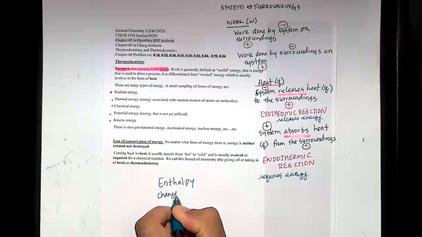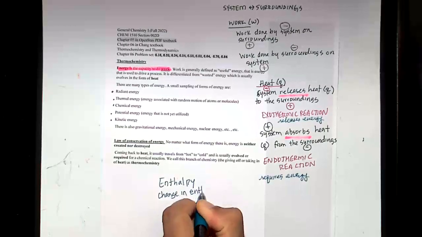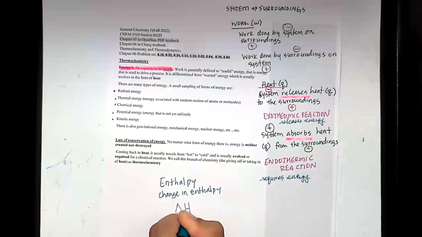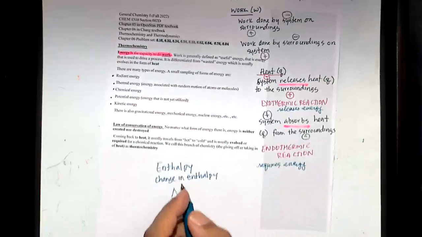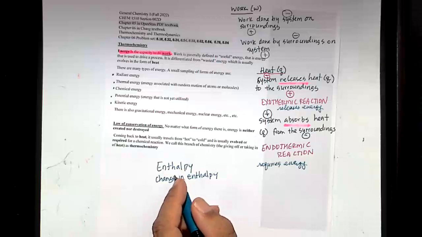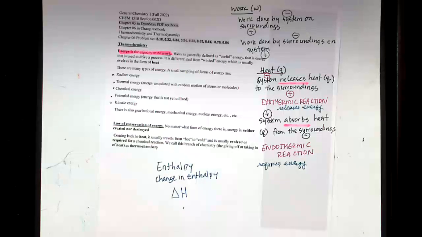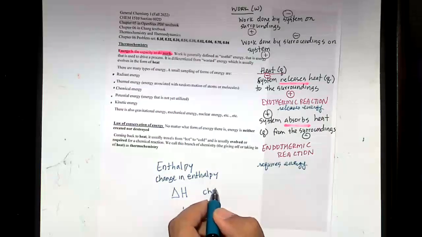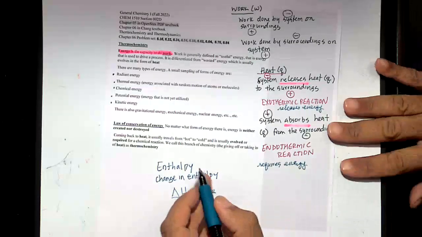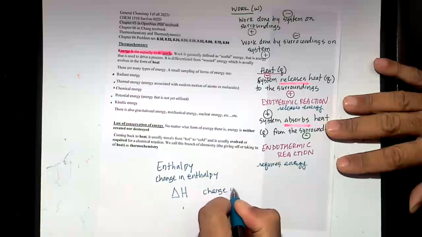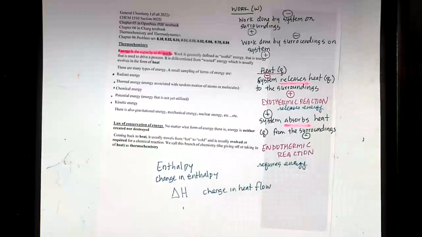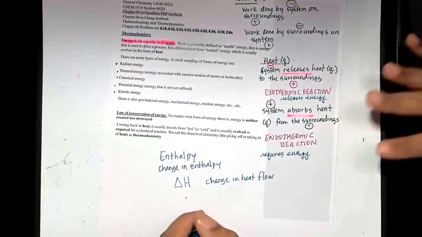More specifically, it's called change in enthalpy. So it's delta H. This delta means change in. We're talking about change in heat flow, either from reactants to products or products to reactants. Change in heat flow. This is delta H.